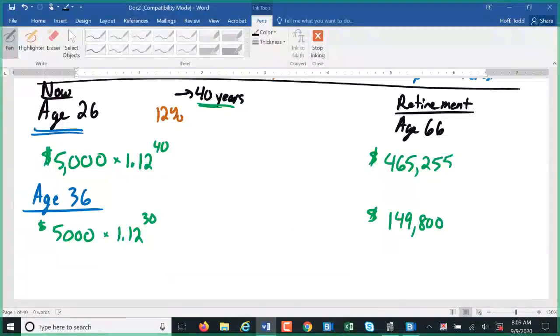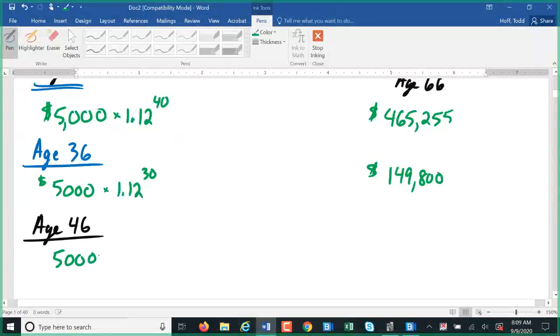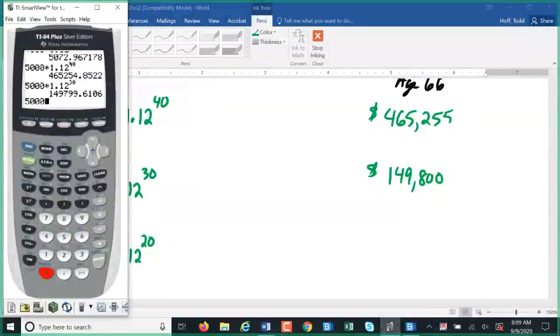Now, let's say you mess up and you wait till you're about my age. I'm 47, but we're going to go age 46. And I won't say that's a screw up. It's just you've lost a lot of the advantages of investing when you're young. Now it's only in there for 20 years. Once again, you only get less than a third, $48,231.